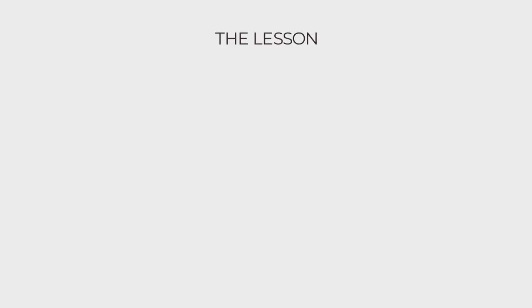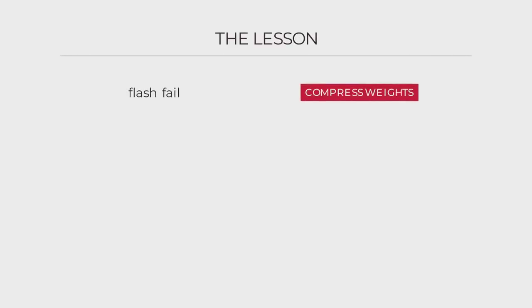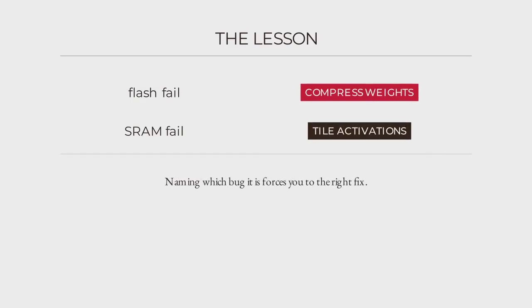Out of memory is 2 different bugs. Flash fails when weights plus firmware exceeds the budget. Compress weights. SRAM fails when the largest activation exceeds the budget. Tile or restructure. A typed verdict forces you to name which. Naming which tells you the fix.